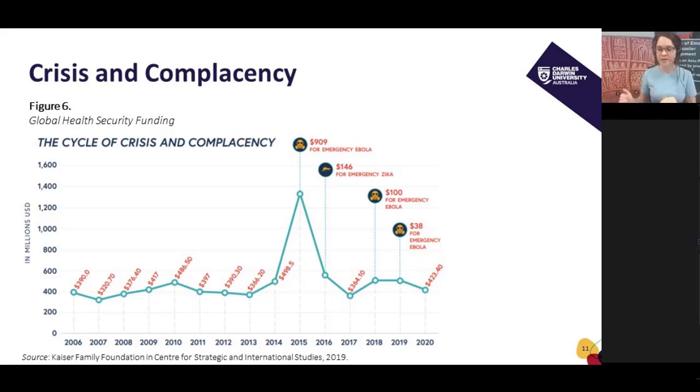So over the course of the decade, funding for global health security generally ranged between $400 million and $500 million per year. However, it spiked to $1.3 billion in 2015, reflecting the emergency funding provided in response to the Ebola outbreak, and spiked again in 2016 in response to the Zika virus.